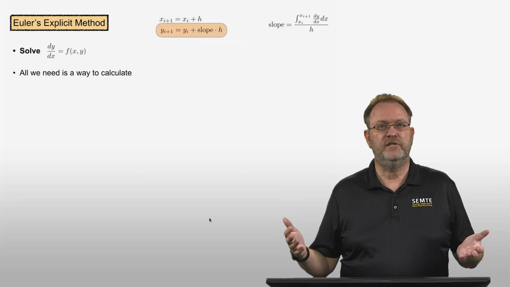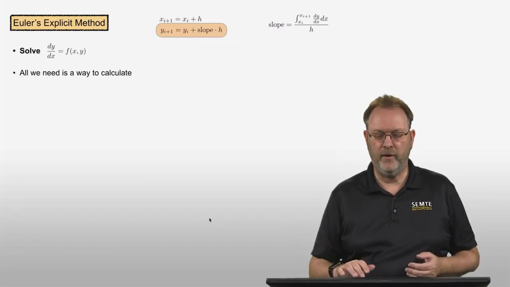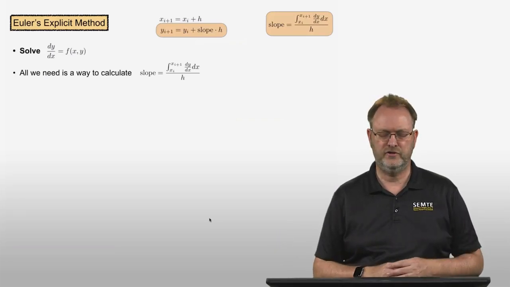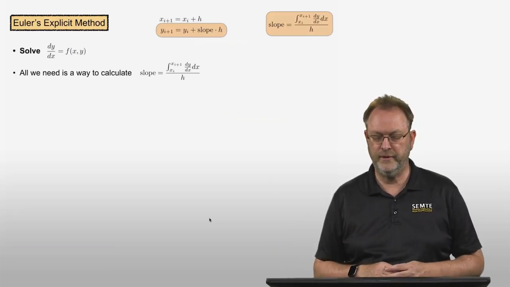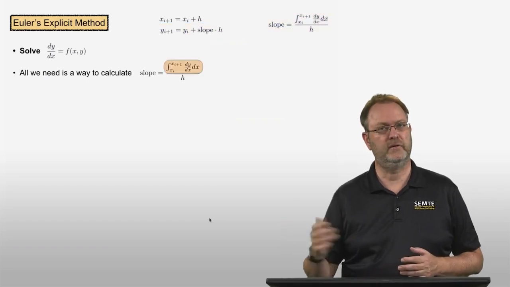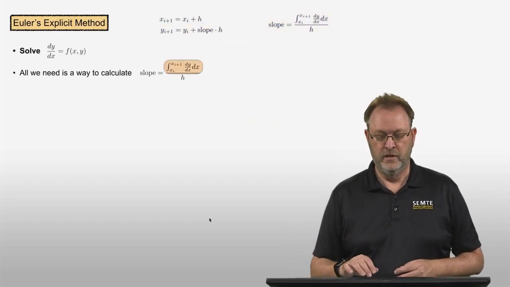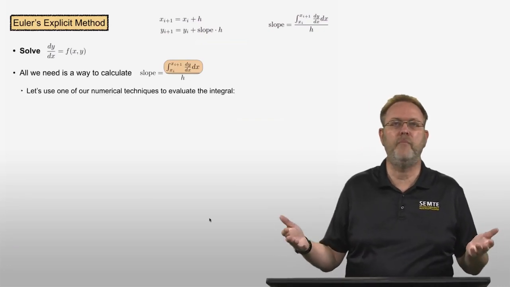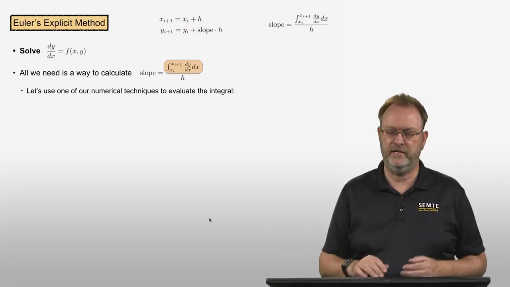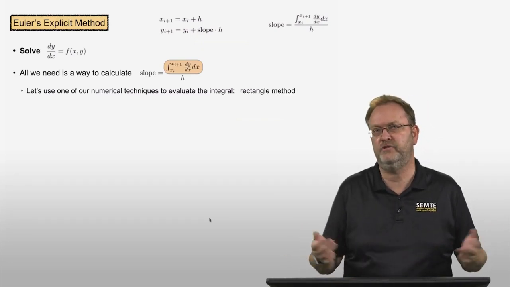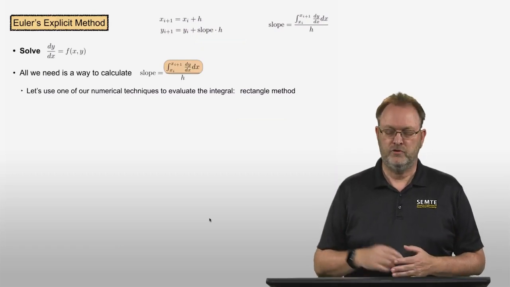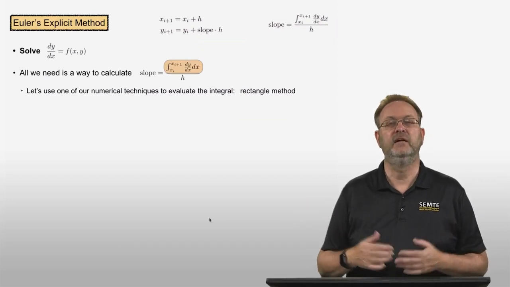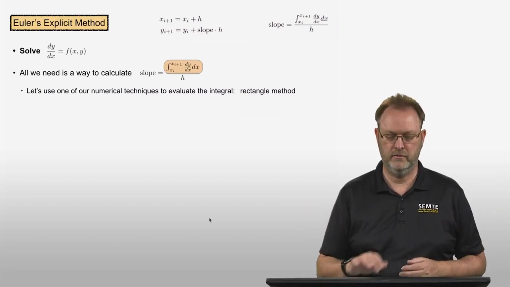So for a numerical solution technique, all we need is a way to calculate this slope, right? That's the key thing of solving numerically an ODE. How do we solve this integral that appears in the numerator? Well, it's an integral, right? So let's just use some of our numerical techniques to evaluate integrals. And the simplest one we had was the rectangle method. So let's evaluate this integral from x_i to x_i plus 1 of dy/dx using the rectangle method.